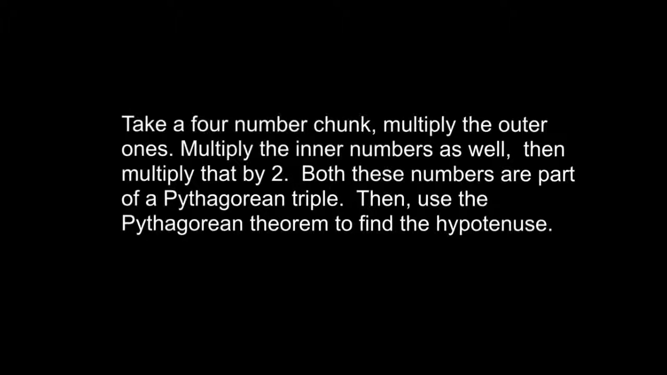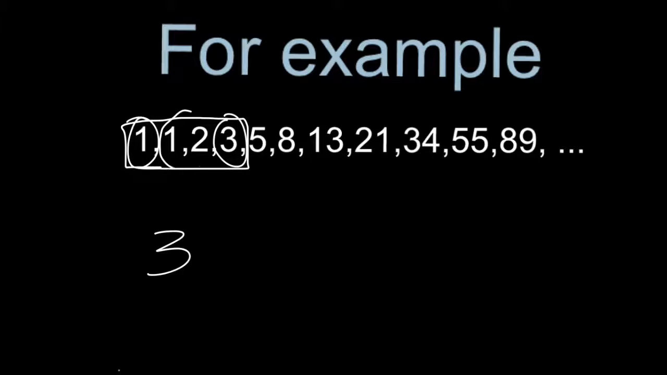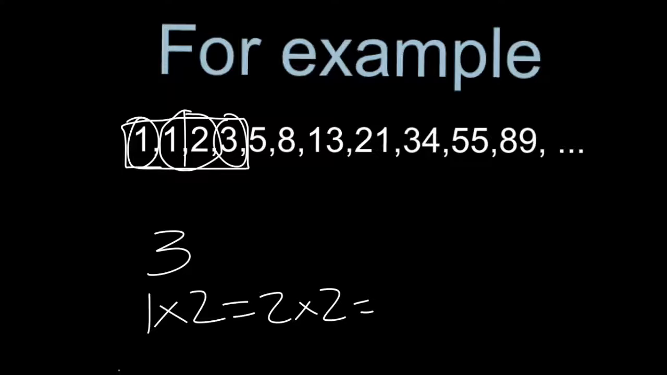There's also a really cool other property. So take a 4-number chunk and then multiply the outer ones. Multiply the inner numbers as well, then multiply that inner number by 2. So both of these numbers are part of a Pythagorean triple. Then use the Pythagorean theorem to find the hypotenuse. So if you take, let's say, this little set here of 4 of the Fibonacci numbers, then you can take the outer ones, like 1 and 3, multiply them together to get 3. Then you take the 1 and 2, and then you multiply those. So 1 times 2 equals 2, but then you have to multiply that by 2. So you get 4. So your 2 legs are 3 and 4.